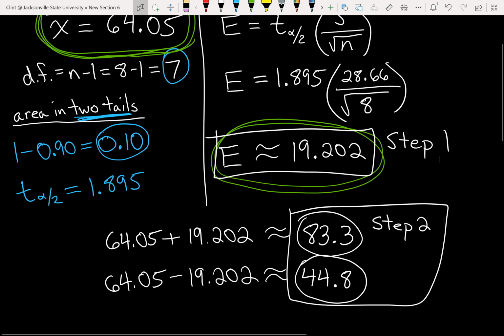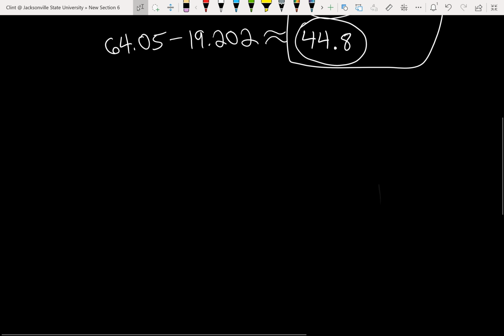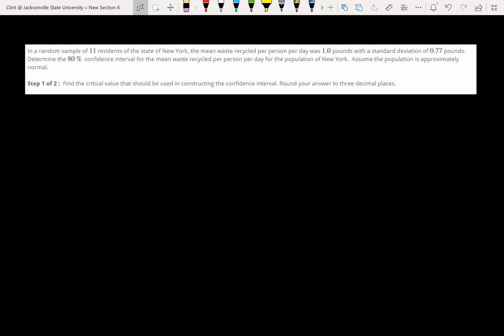Okay, let's look at one more. Okay, these are all really similar. The only thing that really changes are the numbers and what part of the table you use to get the critical T value.